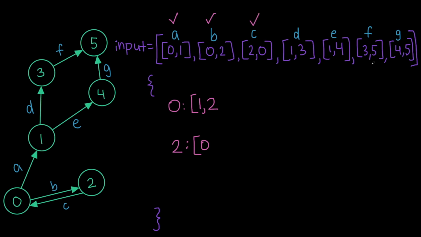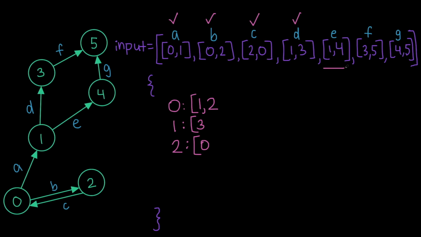So we've completed these 3 now. Next, we're on this edge that starts at the 1 node and goes to the 3 node. So we're going to come in here and we're going to realize, hey, we don't have any key for 1. So let's add another key. And we'll say, all right, from 1, we can go to the 3 node. And that's all the information we get from here.